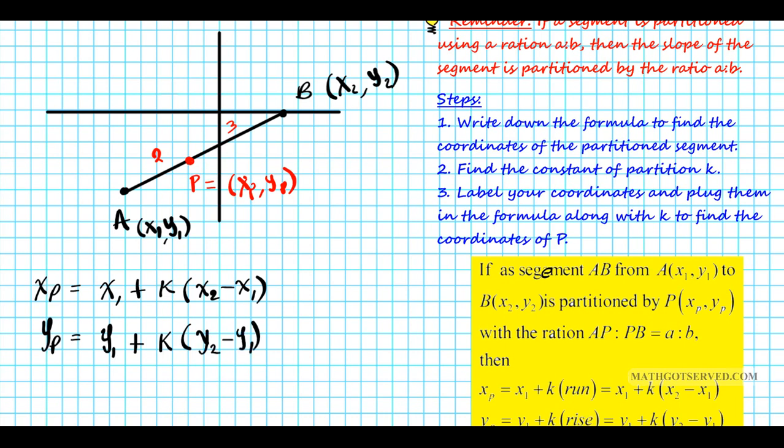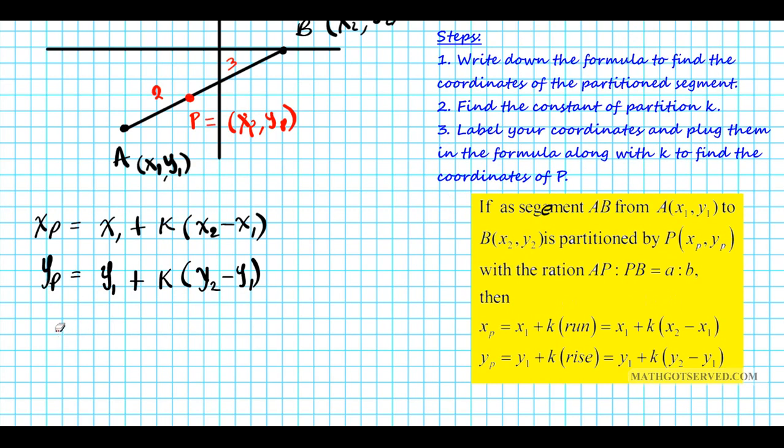What on earth is k? Well, k is basically a divided by a plus b. Because we have the ratio 2 to 3, so basically what we're doing is looking at the first value as a, and this second value is b. From A to P, we're looking at a 2 piece of the ratio. So that's why we're going to have 2 over 2 plus 3. So that's going to be 2/5. That's how much we're going to shrink our rise and our run by to get to this point.